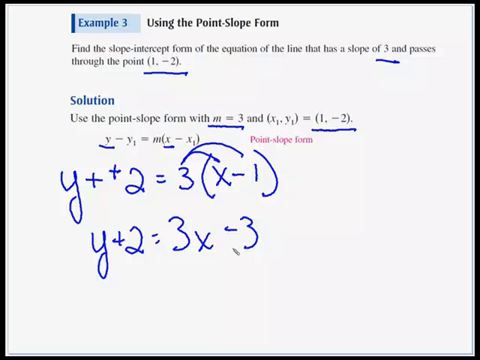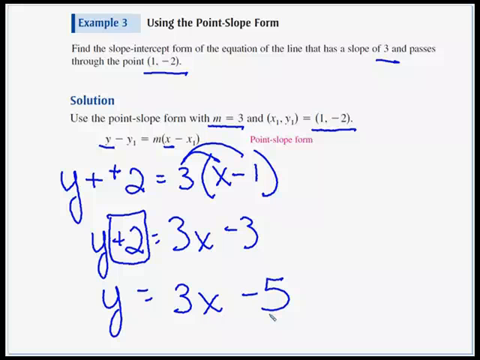3x minus 3. And to put it in slope-intercept form, we just want to get this plus 2 out of there. We will subtract 2 from each side. Y equals 3x minus 5. There's our equation in slope-intercept form.